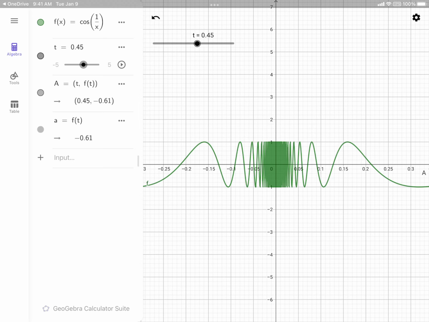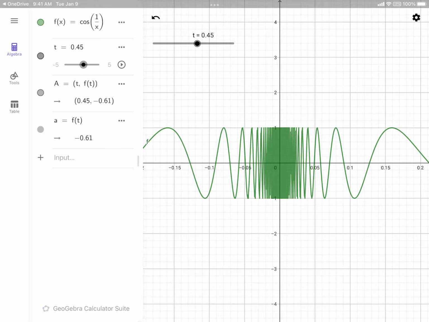Now this is a function that's very interesting because of its behavior near x equals 0. Just look at how dense the graph becomes. We have f of x equals cosine of 1 over x on the left side. You see the green circle there.